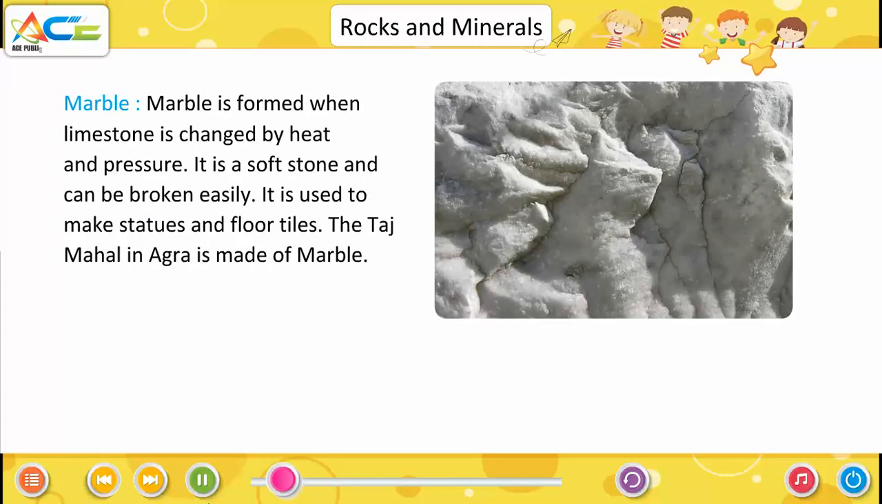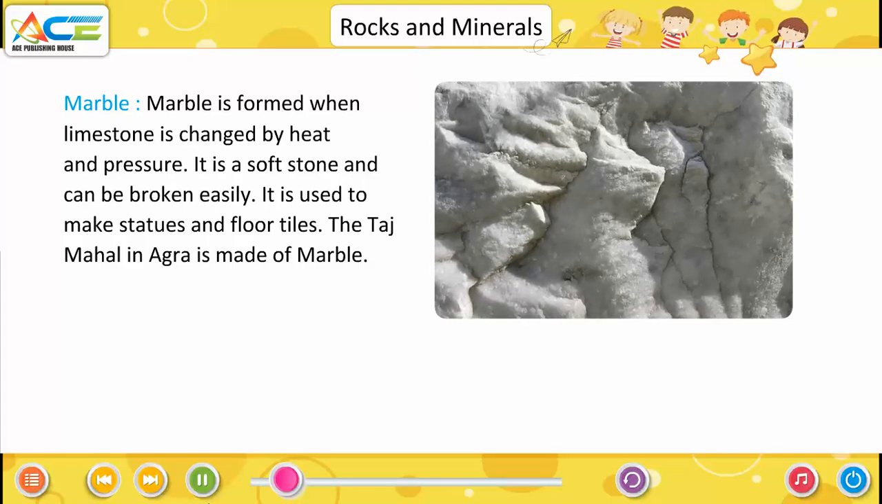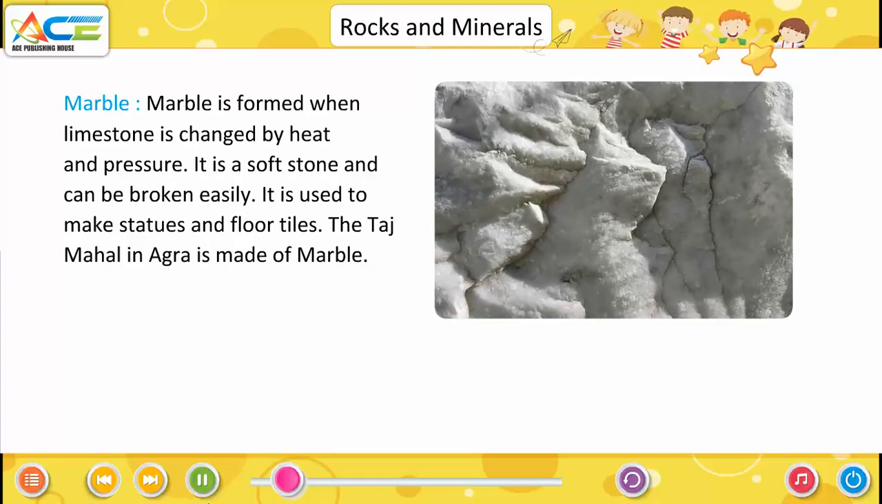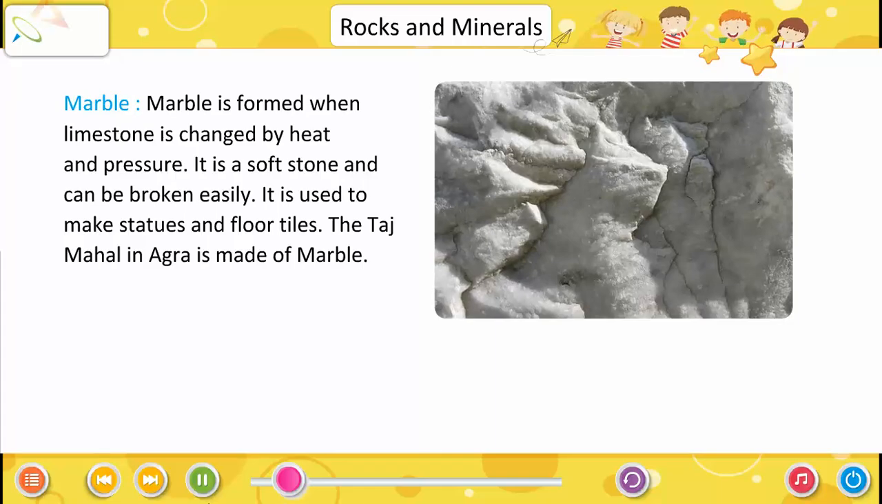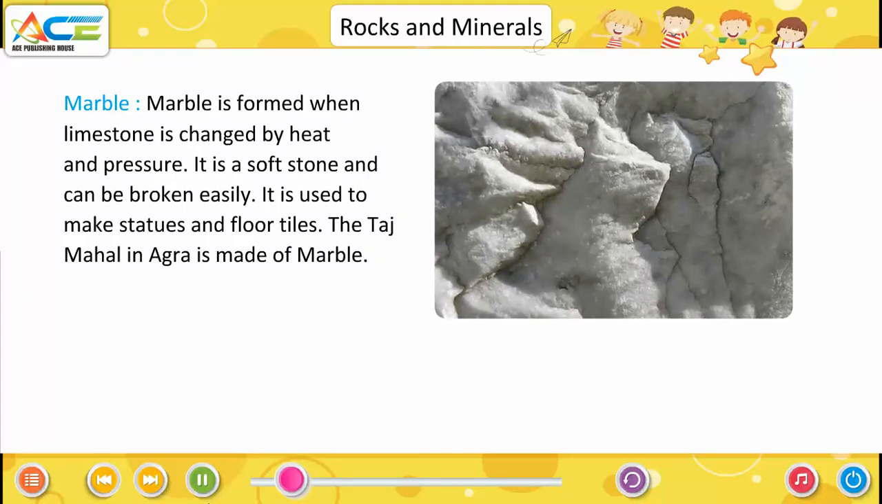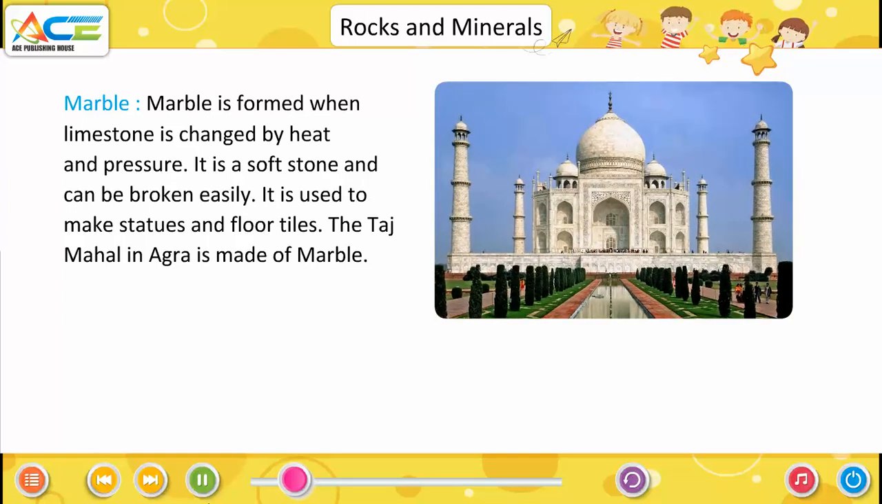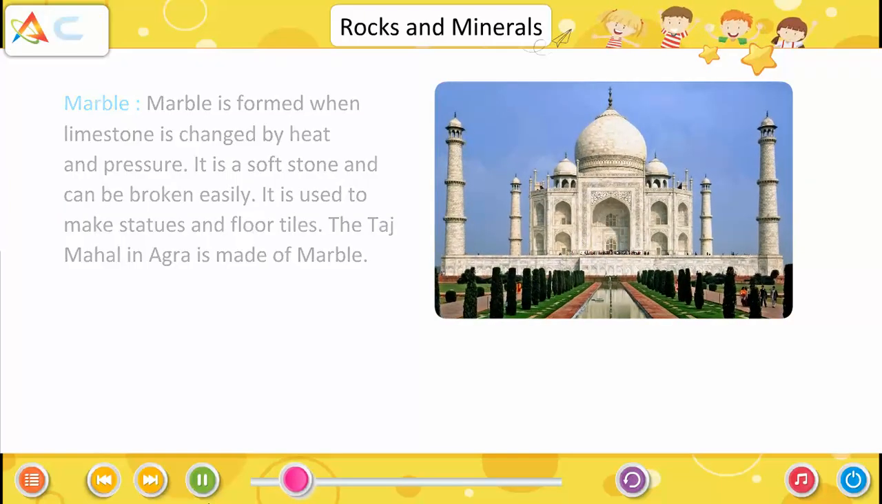Marble. Marble is formed when limestone is changed by heat and pressure. It is a soft stone and can be broken easily. It is used to make statues and floor tiles. The Taj Mahal in Agra is made of marble.